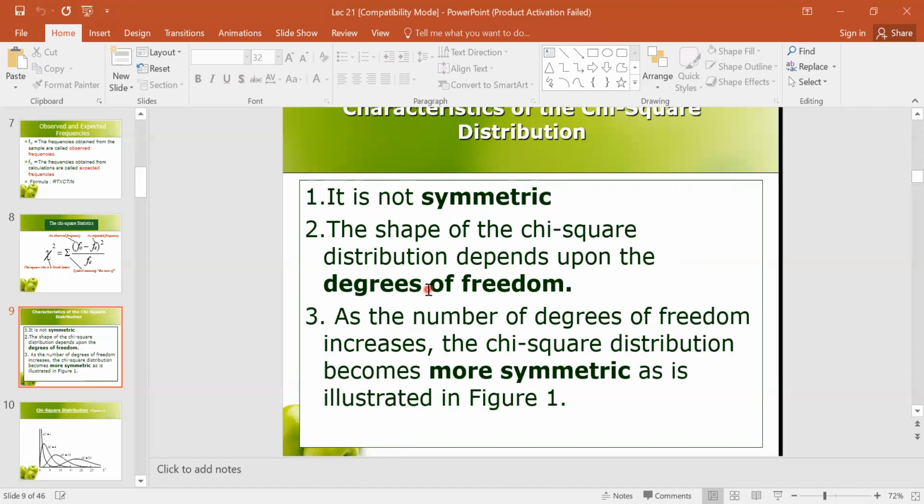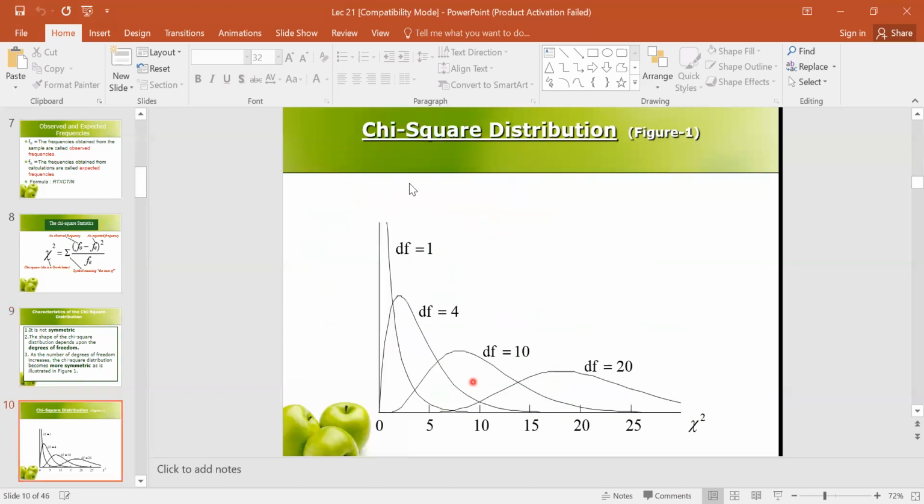If we increase the degrees of freedom, we get a more symmetric curve as compared to the skewed one, like we can see in this figure. When the degrees of freedom is 1, you can see a highly skewed curve, and when the degrees of freedom is 4, the skewness is still present there. This is positively skewed, starting from 0 and ending at plus infinity.